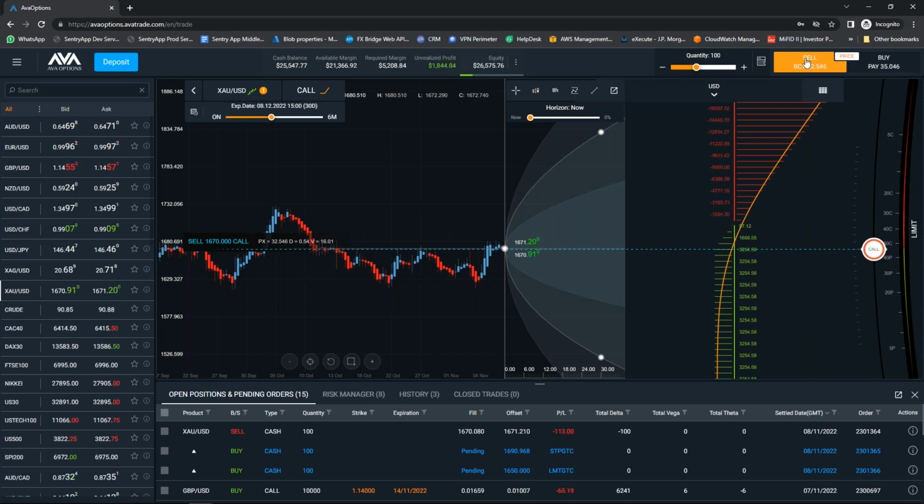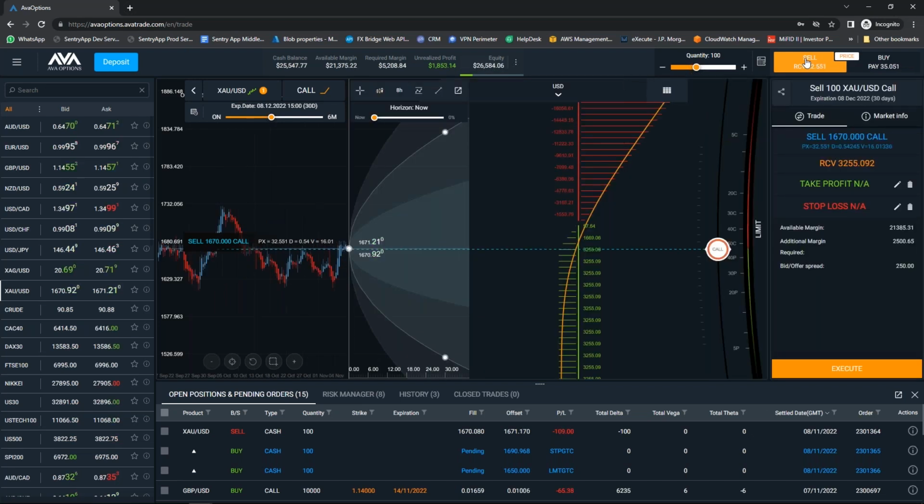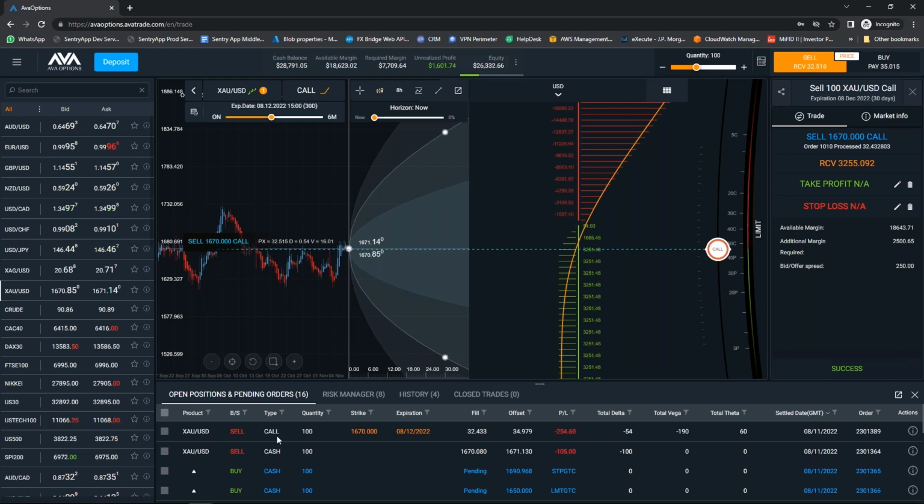If I want to do this trade, I just click sell. Because I'm selling an option, it requires margin. It tells me how much margin I need. Execute, done. There it is in our open positions. It showed up right away. We are short an option at 1670.